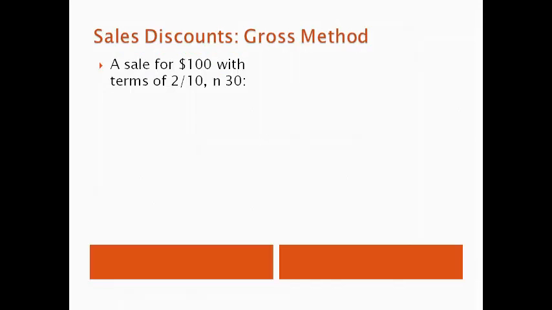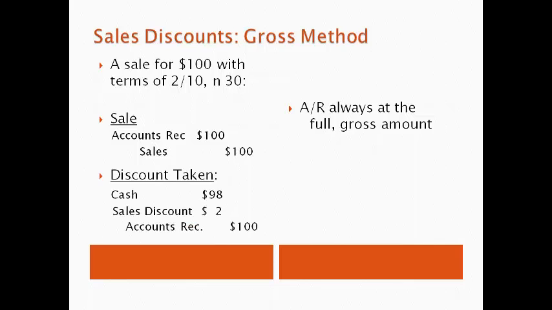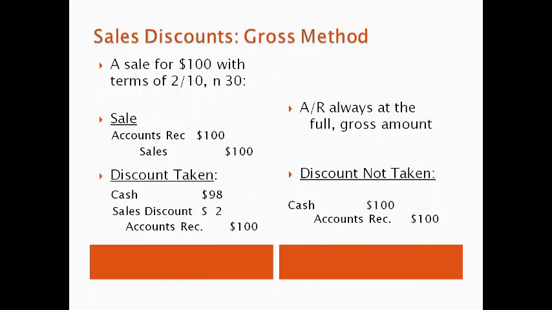Here is an example of accounting for sales discounts under the gross method. The company sold $100 with terms of 2/10 net 30. The accounts receivable in the sale is recorded at the full gross amount. The accounts receivable account will always change for the full gross amount. Cash is lower than accounts receivable. So when the discount is taken and early payment is made, sales discount is the account used for the difference. If the discount is not taken, the full amount of cash is received, which is equal to the receivable.